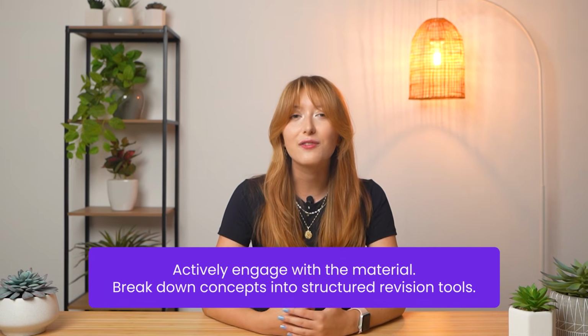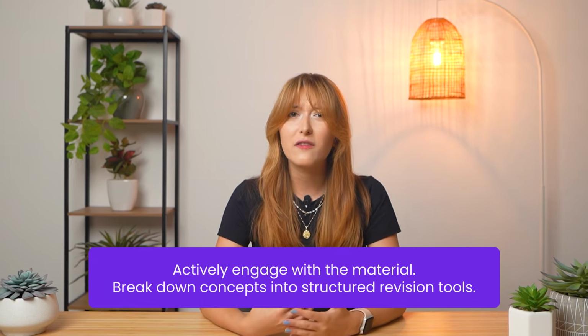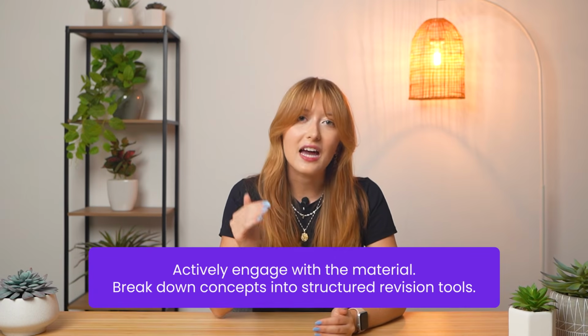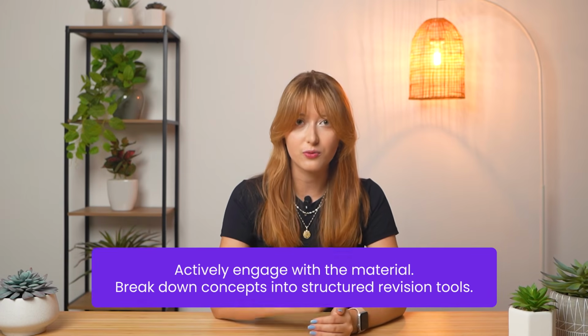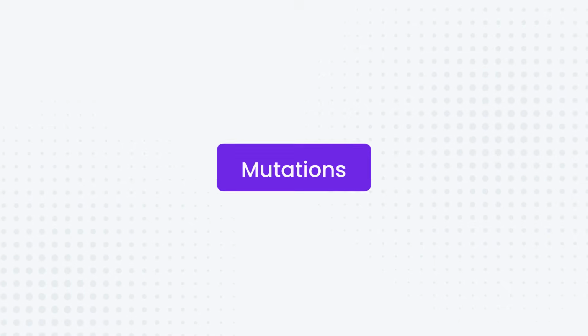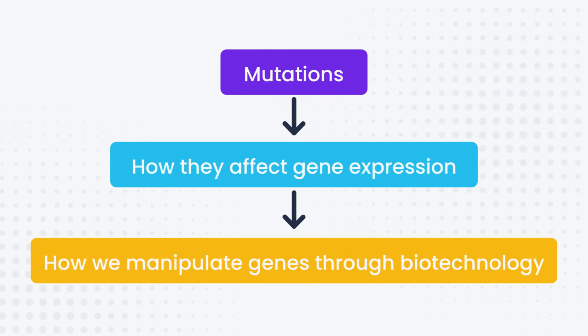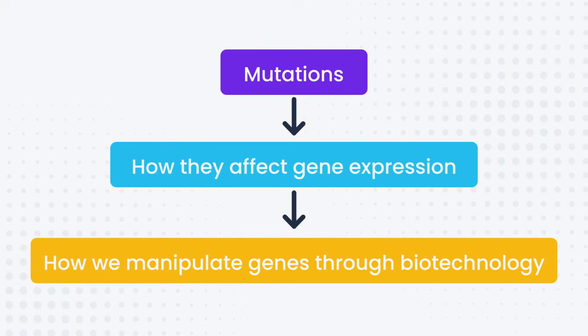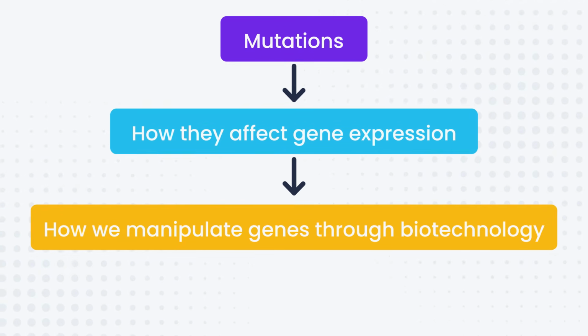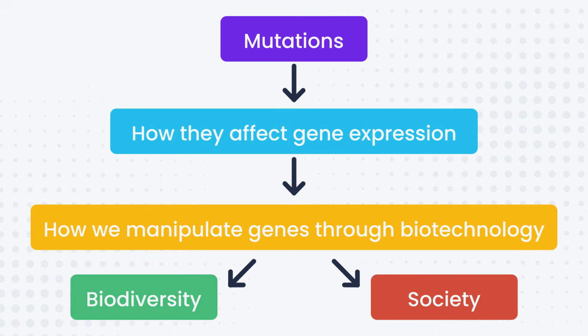A great way to make sure your understanding is solid is by actively engaging with the material. Instead of just reading your notes, try to break down these concepts into structured revision tools. Start with mutations at the center, and then branch out to how they affect gene expression, how humans manipulate genes through biotechnology, and then branch out even further to how those changes influence biodiversity and society. The more you interact with the content, whether through flashcards, practice questions, or structured study guides, the easier it will be to recall in your exam.